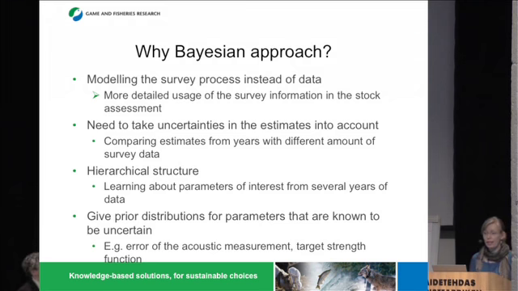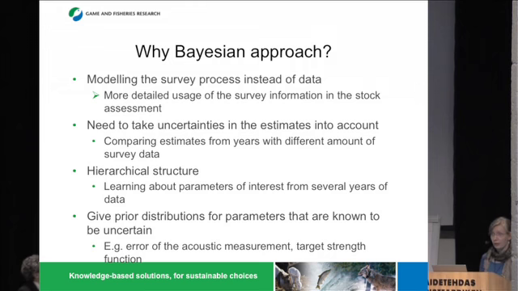So of course this data has already been analyzed with some traditional standard methods and also used in the stock assessment for Bothnian Sea herring. But for going Bayesian, we have many different reasons. With the Bayesian model, we can model the survey process instead of modeling each data set separately each year. And this enables more detailed usage of the survey information for stock assessment purposes.